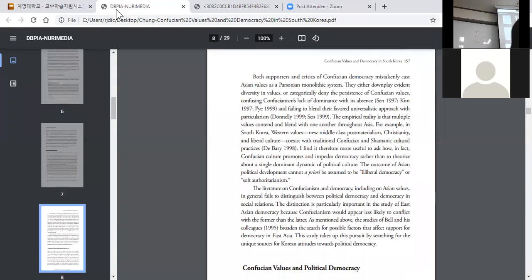Now, the literature on Confucianism and democracy, including Asian values, fails to distinguish between political democracy and democracy in social relations.